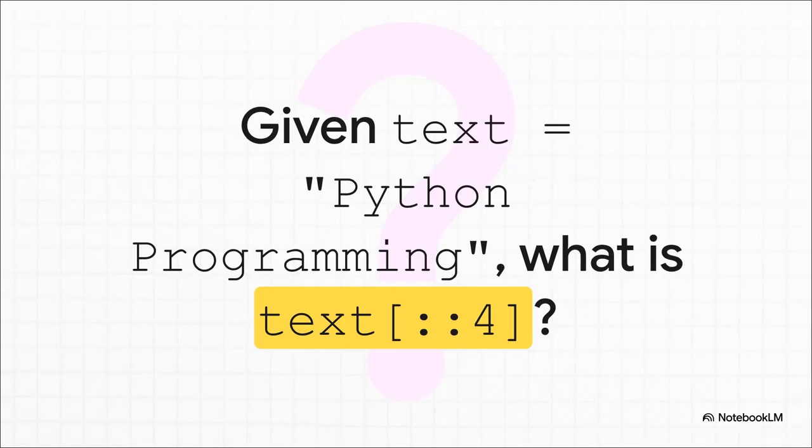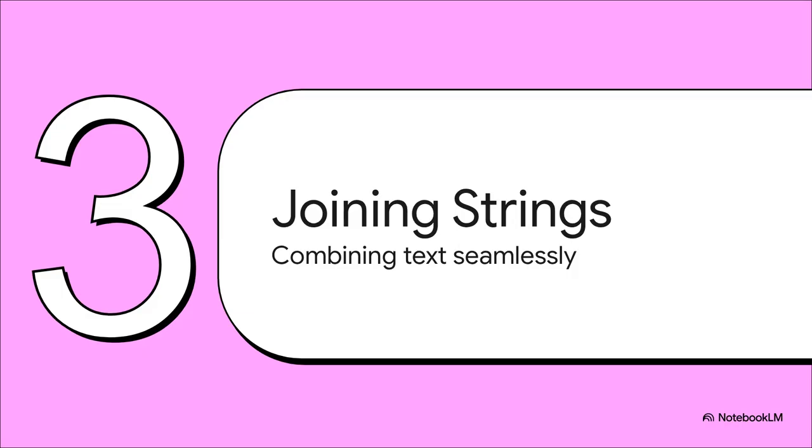All right, time for a quick quiz to see if you're getting it. Take a look at this code. We're slicing with a step of 4. What do you think is going to print out? I'll give you a second. Got it? If you said POG, you nailed it. It starts at P, then it jumps 4 characters to the space, and then 4 more characters to the G. Nicely done. Okay, so we've totally mastered pulling strings apart.